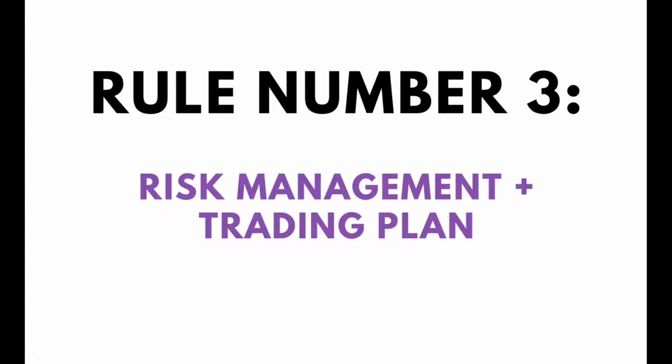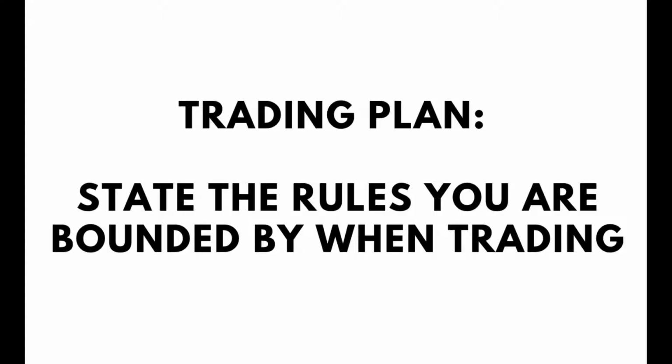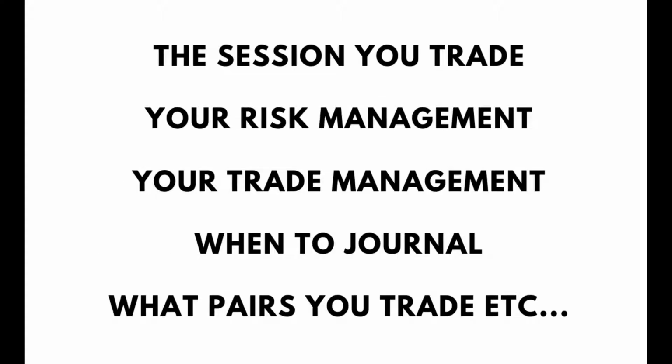Rule number 3. By following rules 1 and 2, you will be at the point where you have a repeatable process and begin to see improvements in consistency and profitability. Rule number 3 is to adhere to good risk management and create a trading plan. Risk management should be something like risking 1% a day, and a trading plan simply states all the rules you bound yourself by when trading, such as the session you trade, your risk management, your trade management, when to journal, what pairs to trade, etc. By having all of this in place, you are putting yourself in the best possible position to succeed at trading.